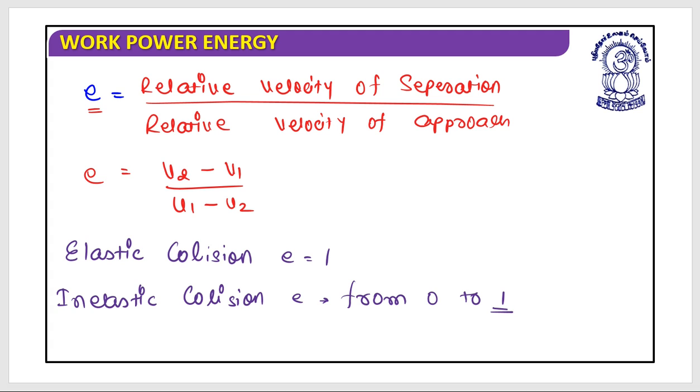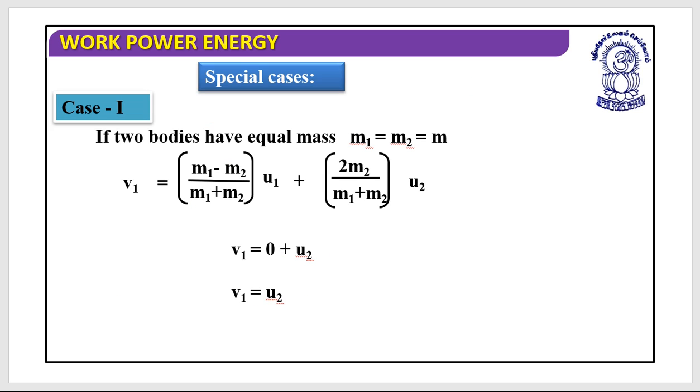And now we are going to switch to the special cases of elastic collision. So let's have a look. These are the special cases of elastic collision. Let's discuss case one. If two bodies have equal masses, then m1 equals m2 equals m.